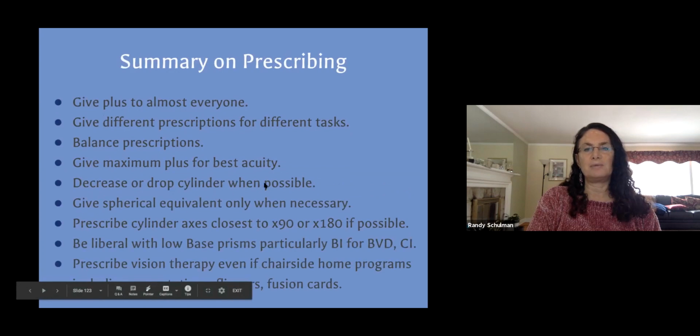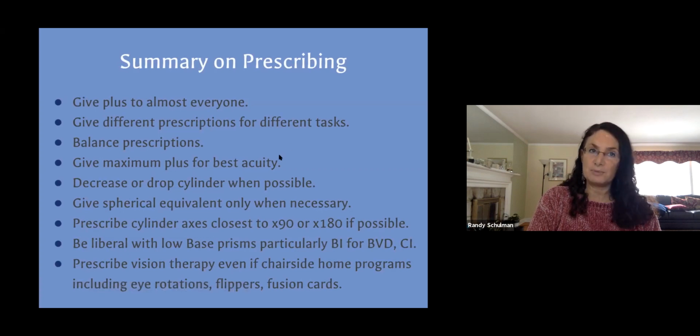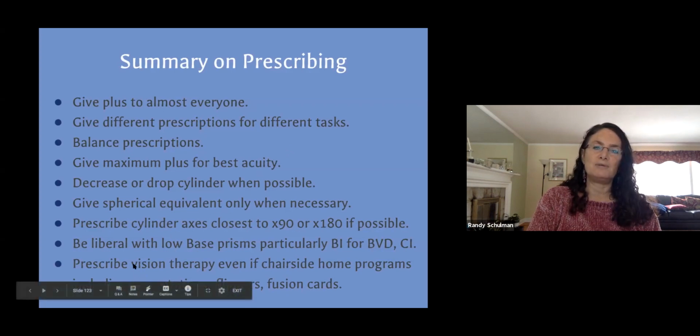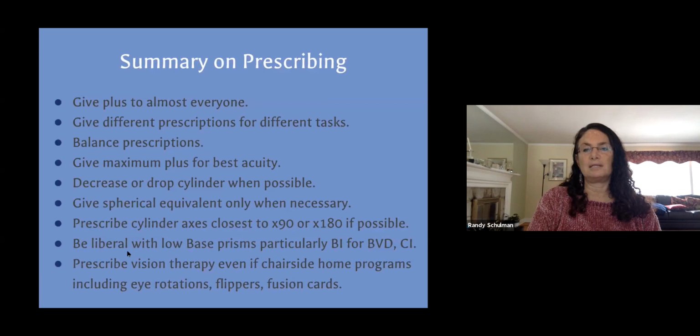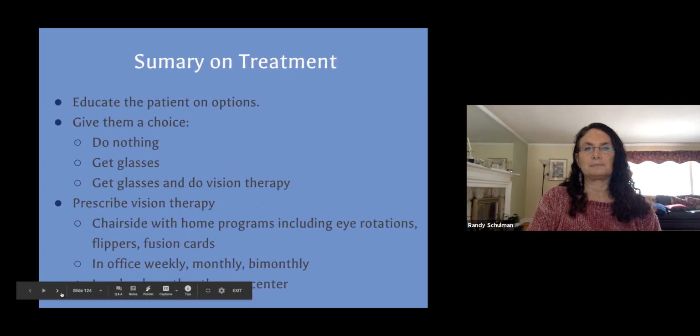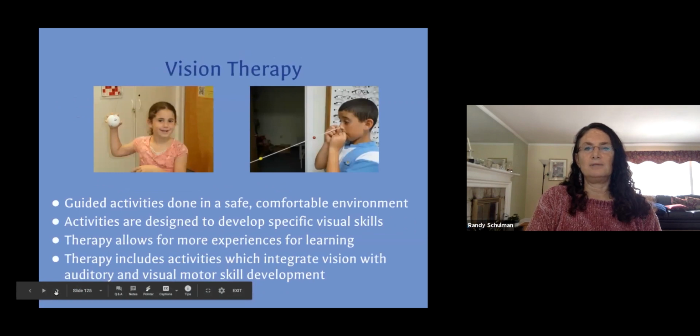So basic summary on all these things, which should be apparent by now. Give plus to almost everyone, give different prescriptions for different tasks, balance prescriptions, give maximum plus for best acuity, decrease or drop SIL whenever possible, or give the spherical equivalent, prescribe cylinder axes closest to axis 90 and 180, be liberal with low base in prism, and prescribe vision therapy. Give them the choices, and then vision therapy.